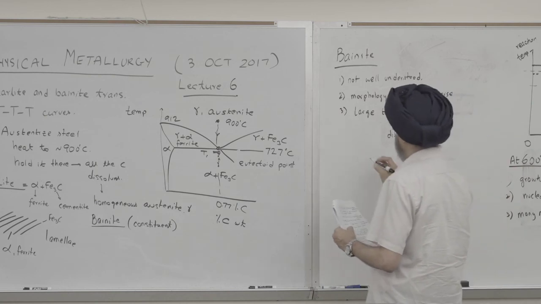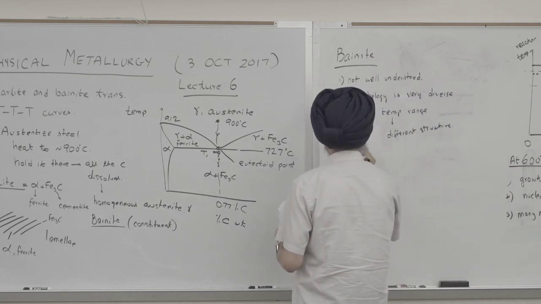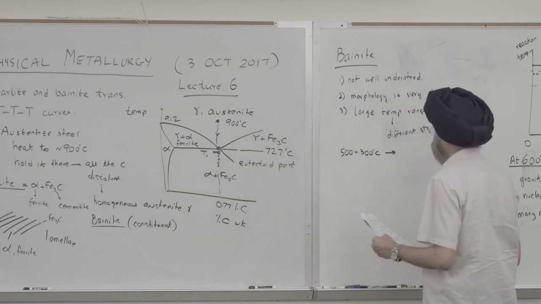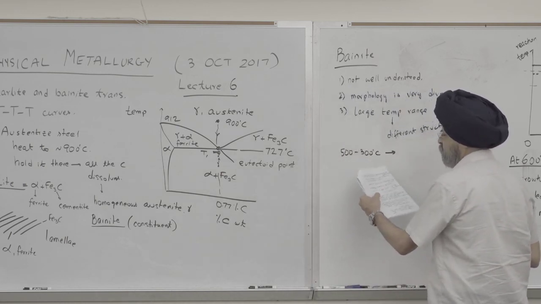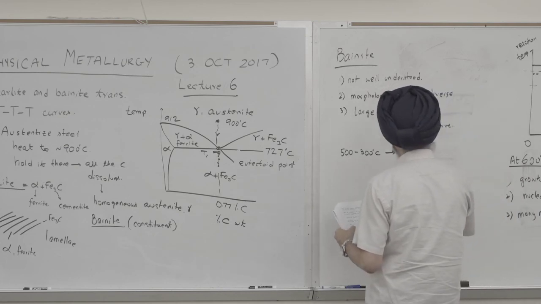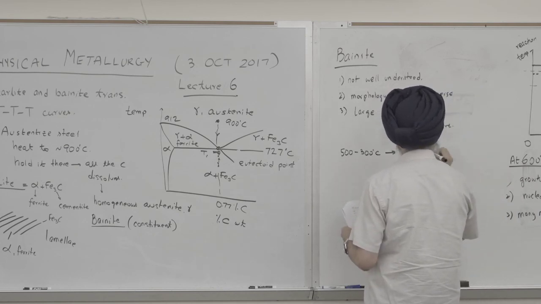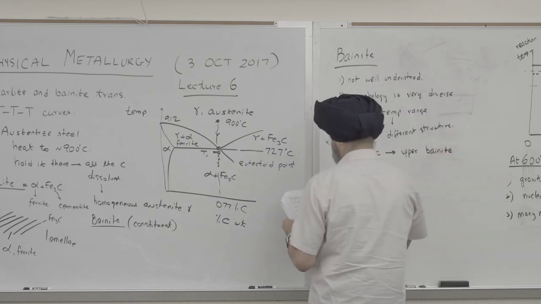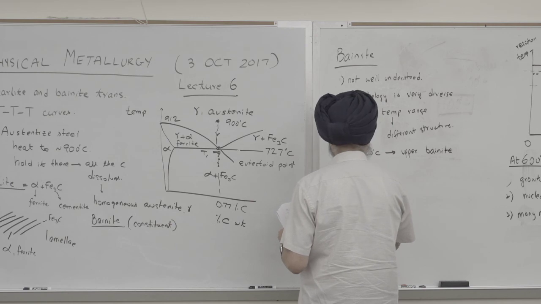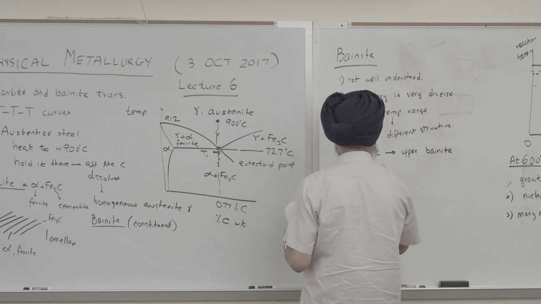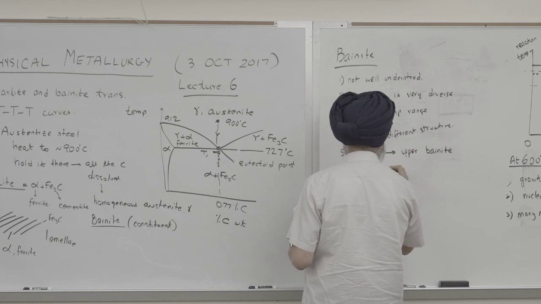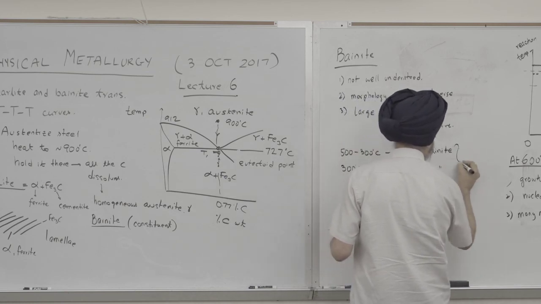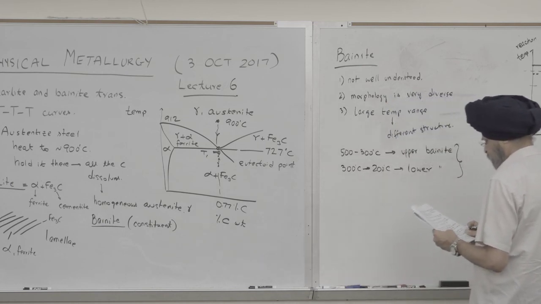From 500 to 300 degrees centigrade, where we're dealing with isothermal reaction, we have a structure we loosely call upper Bainite. And between 300 degrees centigrade and 200 degrees C, we call it lower Bainite, and they have different structures.